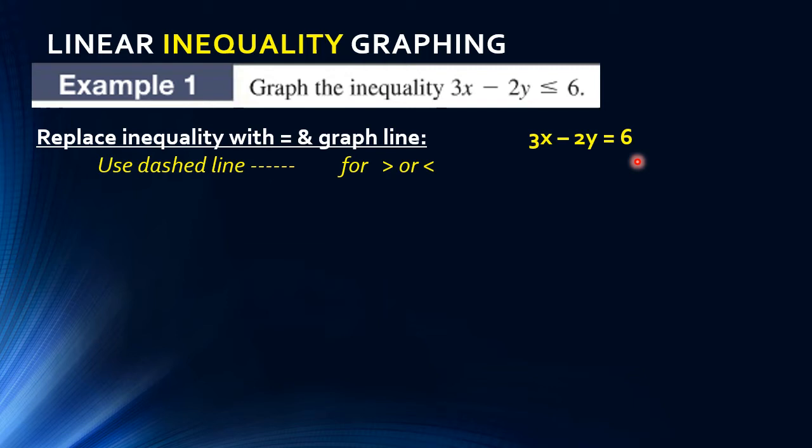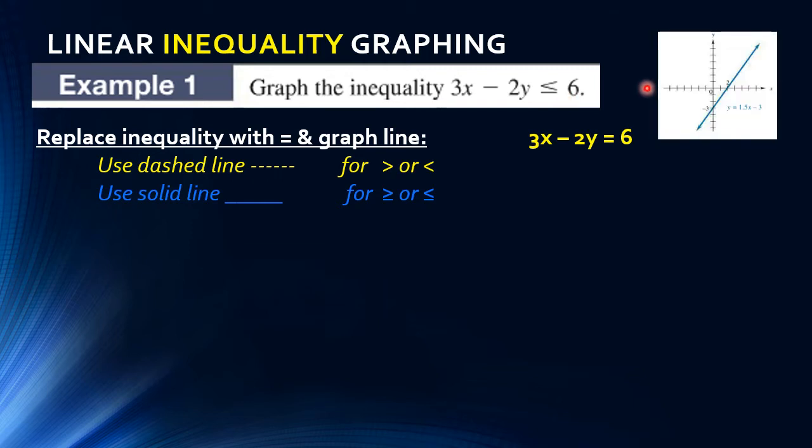However, it's important that when you're doing inequalities, if the inequality is strictly less than or greater than, you use a dashed line to graph the line. If the inequality is greater than or equal to, or less than or equal to, then we can use a solid line. Okay? In this case, it's less than or equal to 6, so we're going to go ahead and use a solid line.